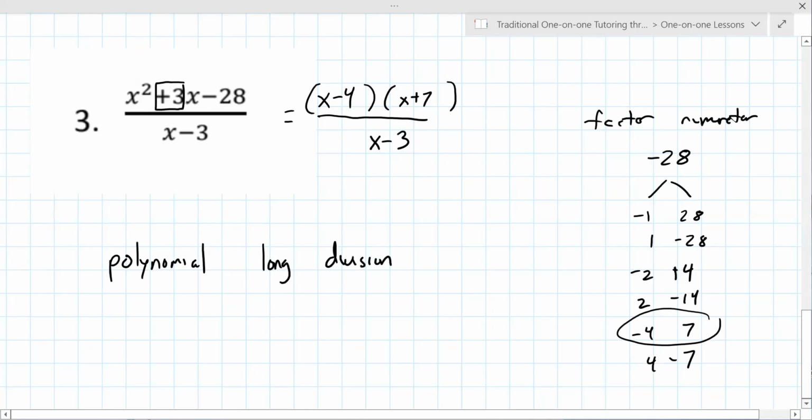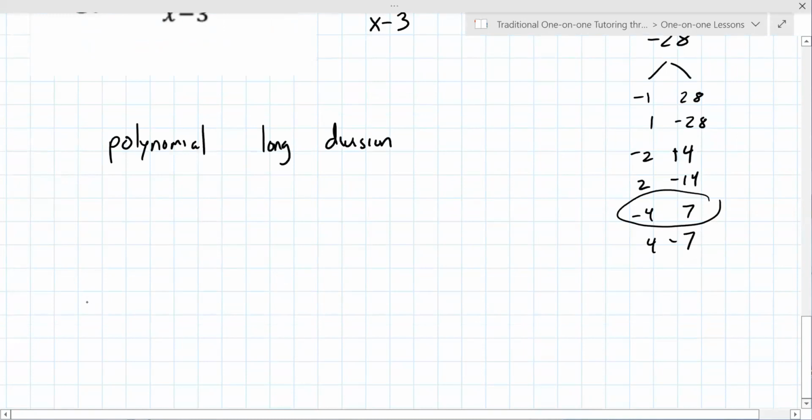Okay, so here's how you do long division if you haven't done it in a while. You put the thing on the bottom outside the house. This is the language we use with kids learning division, believe it or not. x squared plus 3x minus 28 goes inside the house.